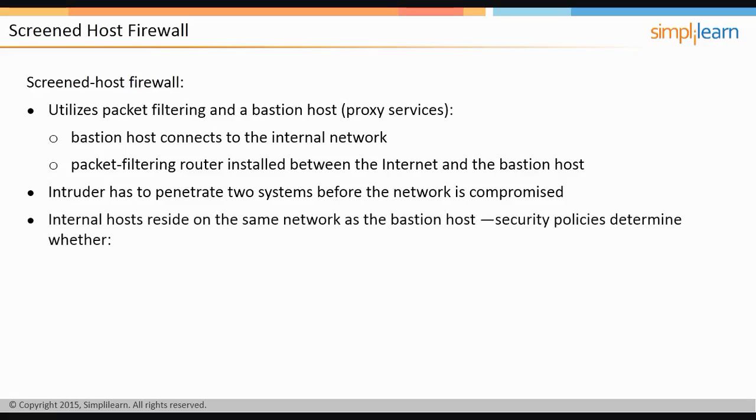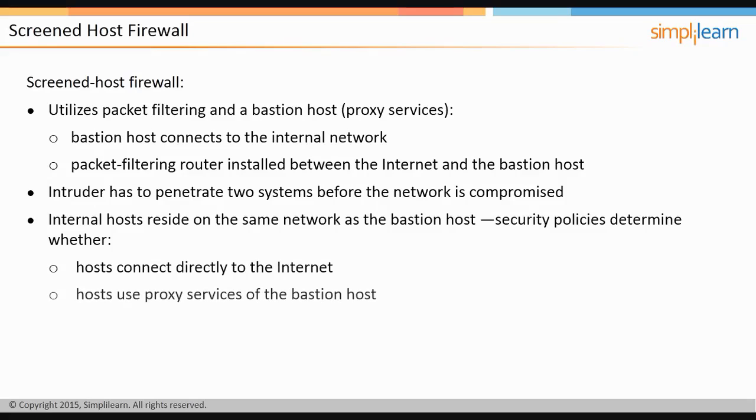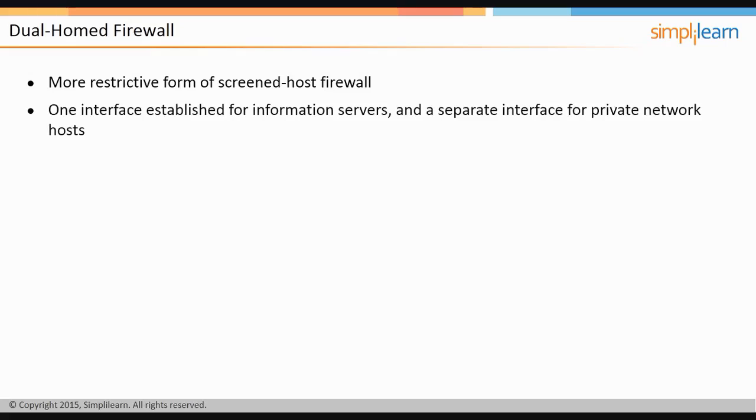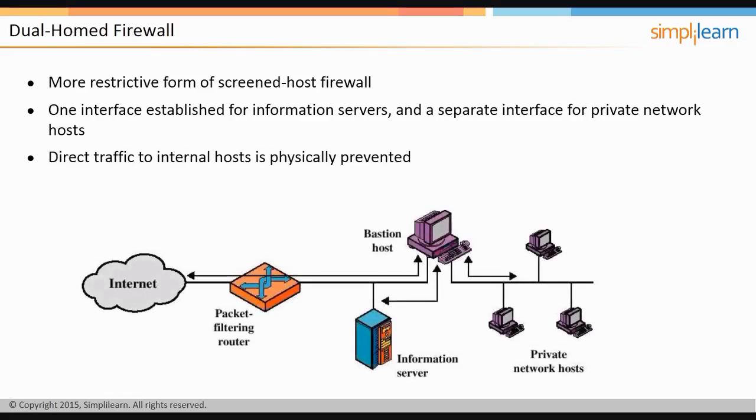Security policies determine whether hosts connect directly to the Internet or hosts use proxy services of the bastion host. Next screen, we will discuss about dual-homed firewall. This type of implementation is a more restrictive form of screened host firewall. One interface is established for information servers and a separate interface for private network hosts. Direct traffic to internal hosts is physically prevented as explained in the diagram.